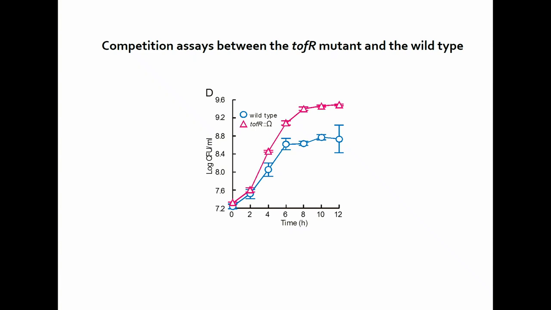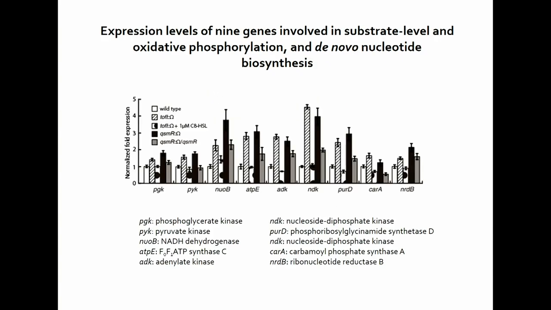So then we were curious what happens when we co-culture the quorum sensing mutant and the wild type. All right, do they outcompete the wild type? Yes. This is the quorum sensing mutant, the TofR mutant now. This is the wild type, all right? So TofR mutants grow much faster and better than the wild type. So the quorum sensing mutant outcompeted the wild type in every round. So quorum sensing downregulates glucose uptake, all right?